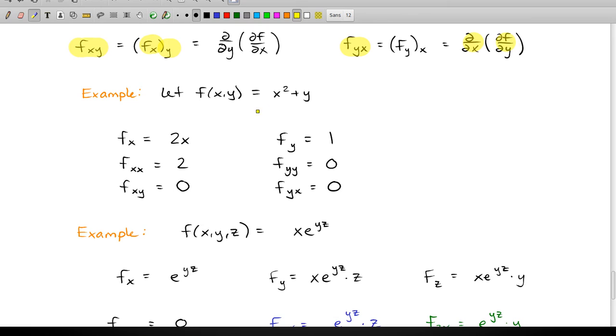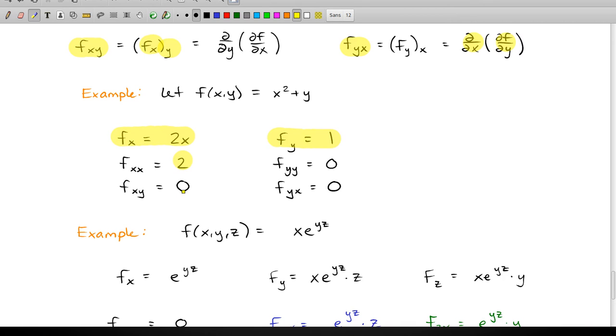If we're asked, it's kind of a textbook type problem, but if we're asked to compute the second derivatives, it usually is useful to first compute the first derivatives. So first we compute the first derivatives. f_x here was 2x, and f_y was 1. Now, what is the second derivative with respect to x? Well, we have to take the x derivative of f_x, which gives us 2.